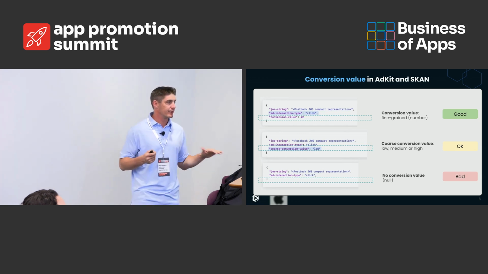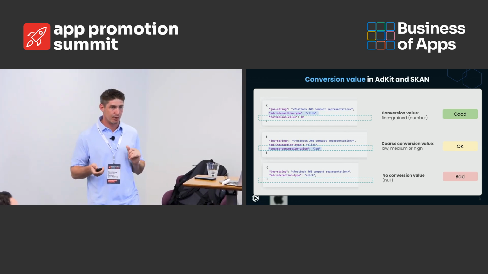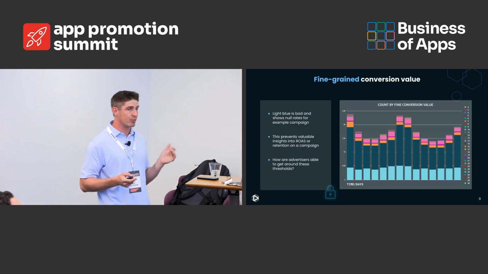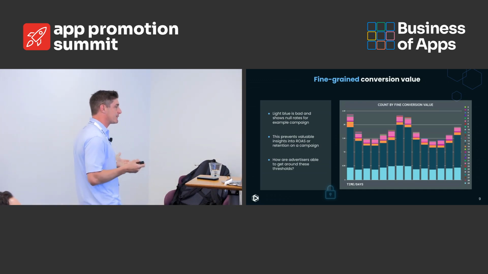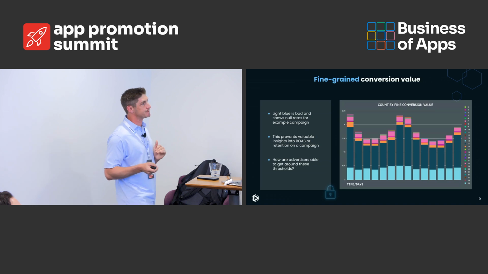But worst-case scenario, you hit that low level of crowd anonymity, you don't get back anything at all. Those are called null rates. We don't like those, right? If you're an advertiser, you want really low null rates.